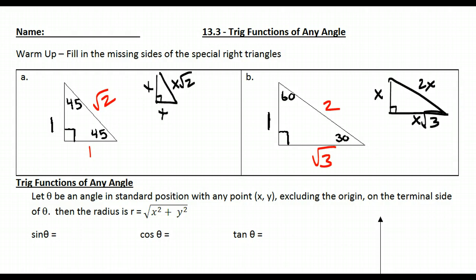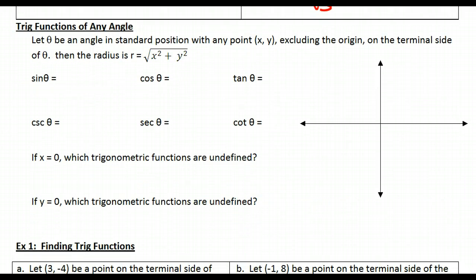Alright, here's what we're going to do in this section, at least this part of 13.3. We're going to let theta be any angle in standard position. So that means that in standard position, the beginning ray or the initial side starts right at the x-axis as normal. The terminal side could be in any quadrant. I'm just going to draw it over here to create my picture, but that could end in any quadrant. So that is my angle theta. So theta is an angle in standard position with a point xy on the terminal side.